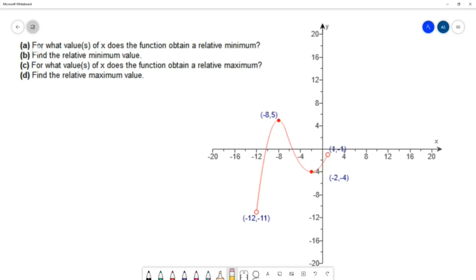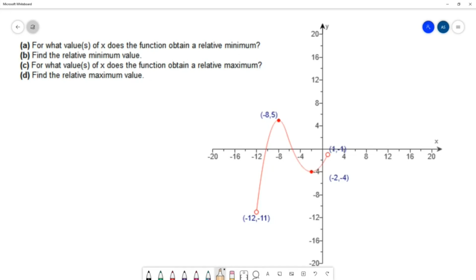For this question, we want to know for what values of x does the function obtain a relative minimum. Find the relative minimum value. For what value or values of x does the function obtain a relative maximum? And we want to find that relative maximum value.